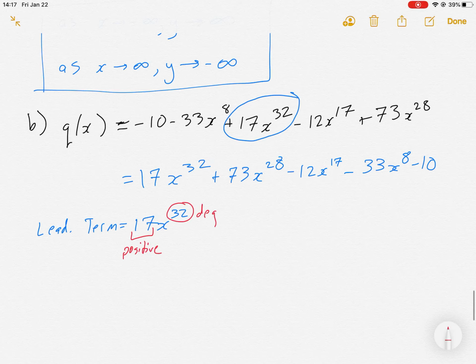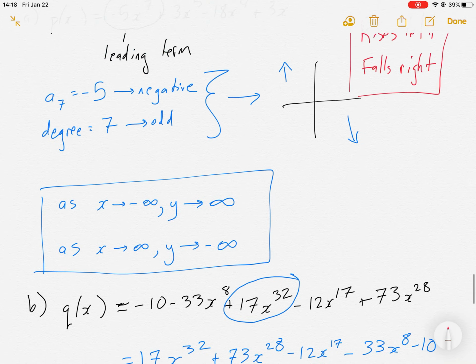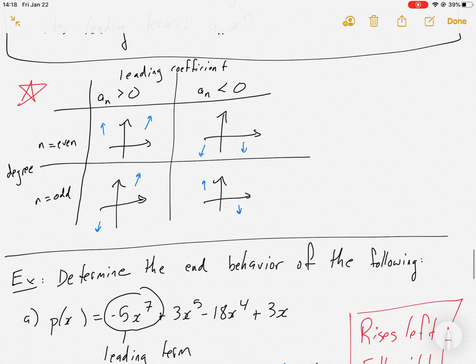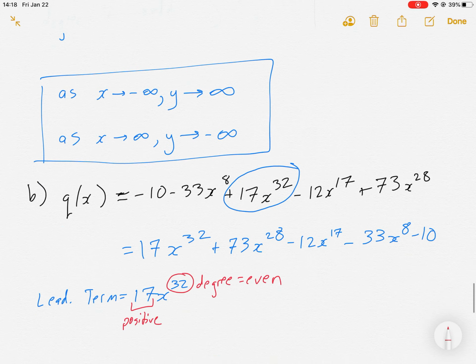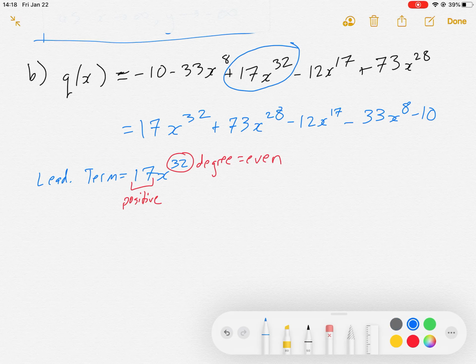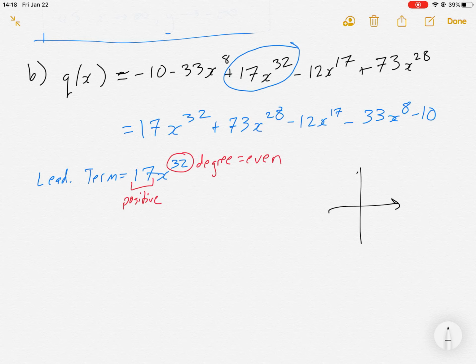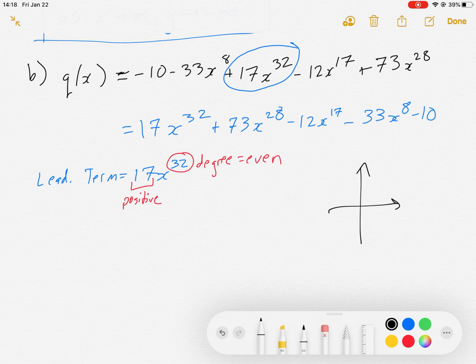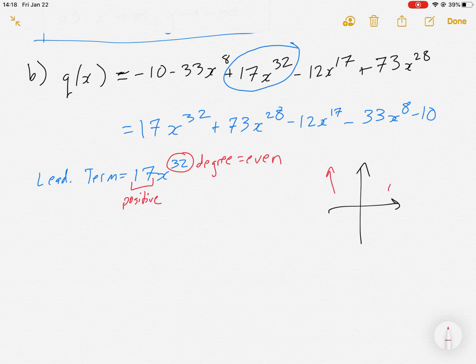and the degree is even. So if we look back at our table, we're in the top left corner, positive and even. So that tells me that the graph will do something like this. It's going to rise left and also rise right.